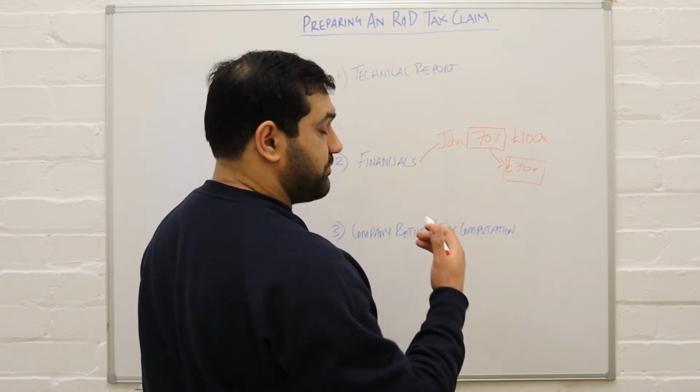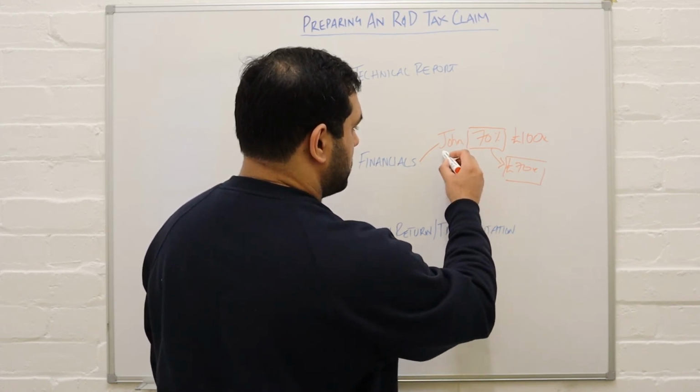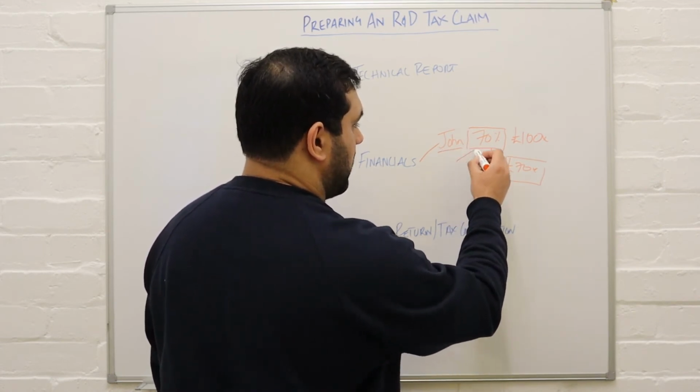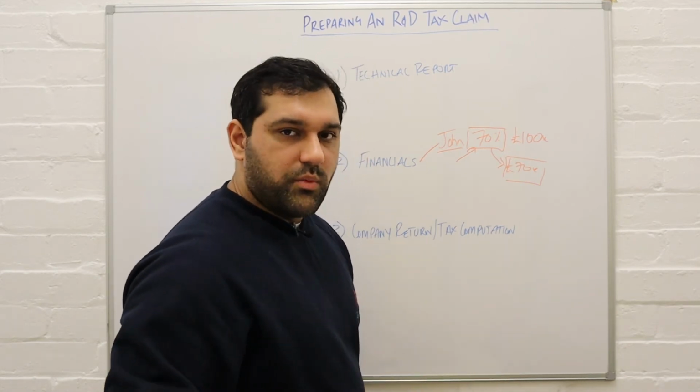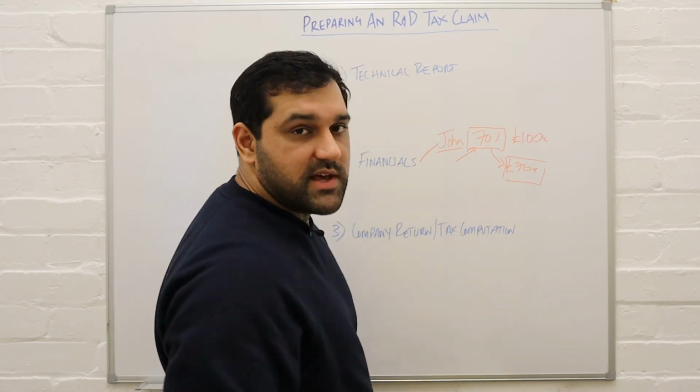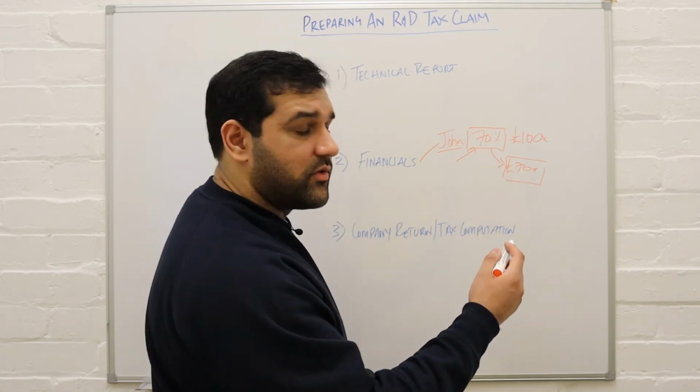So to support the staff cost section, I'd write details about John on what he did in the project. Just what was he involved with in the project? Was he involved with testing, development, project management? And I detail that in the report.